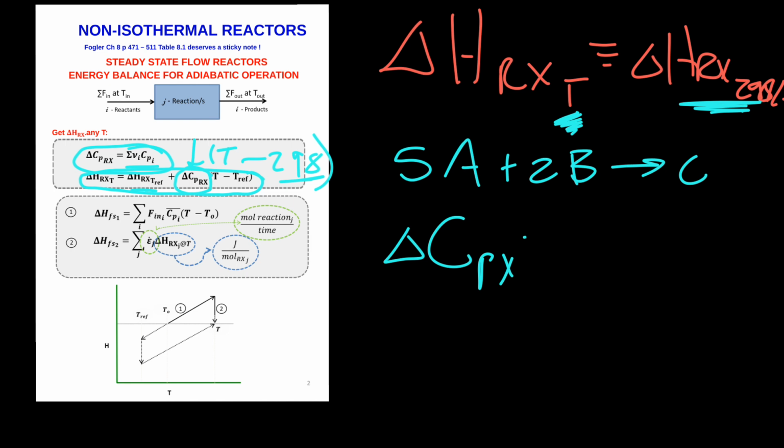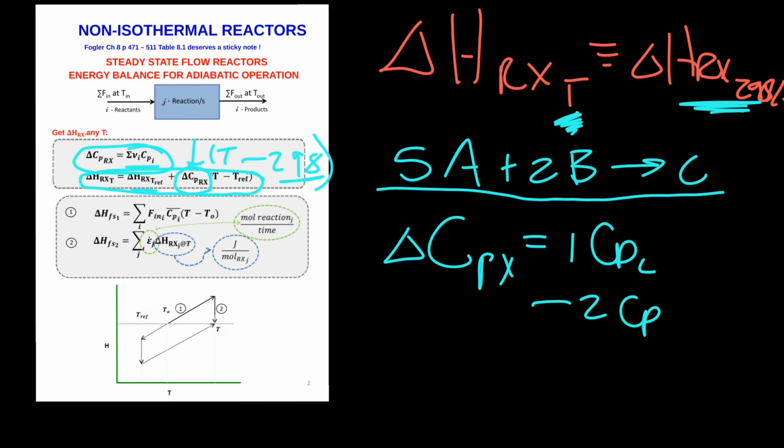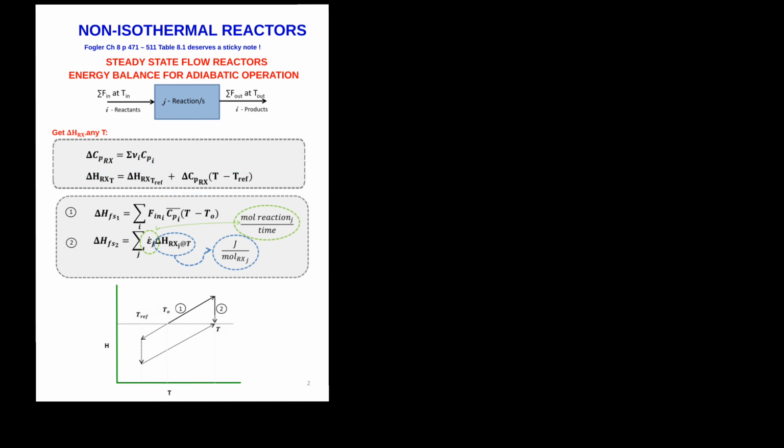And we calculate it just like we would the enthalpy of the reaction, using a similar equation like Hess's law. So for our system over here, it will be equal to 1 times the Cp value of component C minus 2 times the Cp value of component B minus 5 times the Cp value of component A. So this implies that I do not need to first cool my reactants to the appropriate reference temperature, then react and heat up.